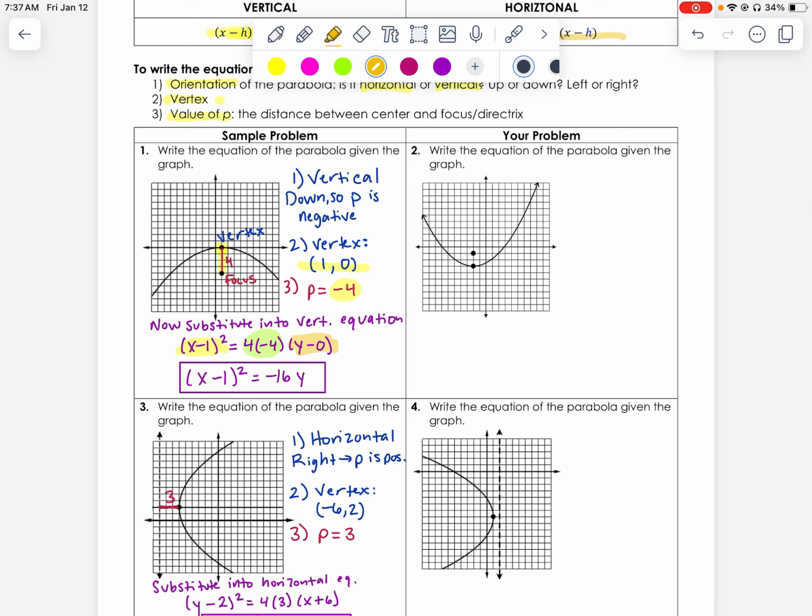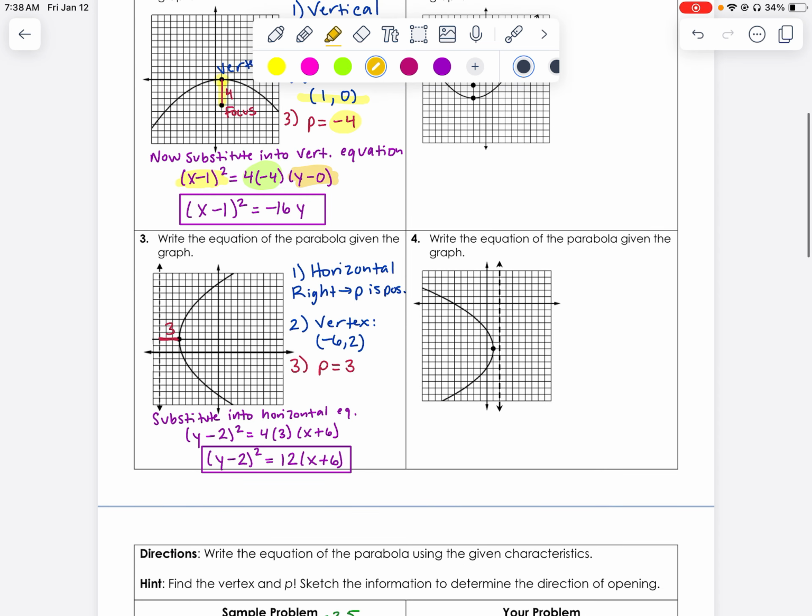Now you have a very similar problem. I would like you to do this problem here, and write the equation of the parabola in number 2. You can pause the video or you can do this later. I'm now going to talk through number 3.